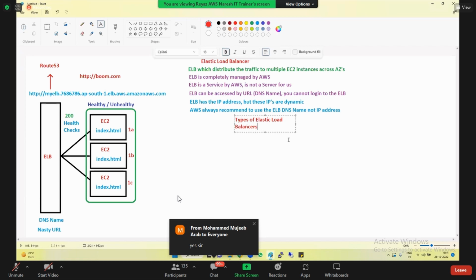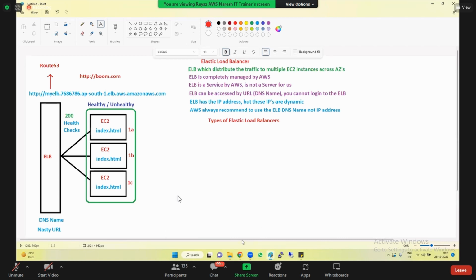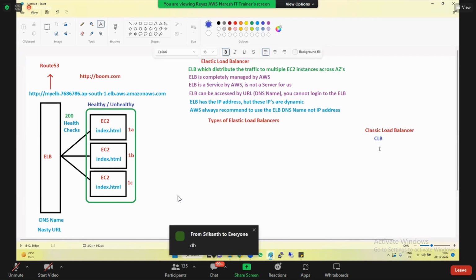The next thing here is types of elastic load balancer. So guys, initially, a few years back, there was only one load balancer. That load balancer is called classic load balancer. People in shortcut call it CLB, right? And this classic load balancer will work on HTTP, HTTPS, and TCP protocols. There was only one load balancer.